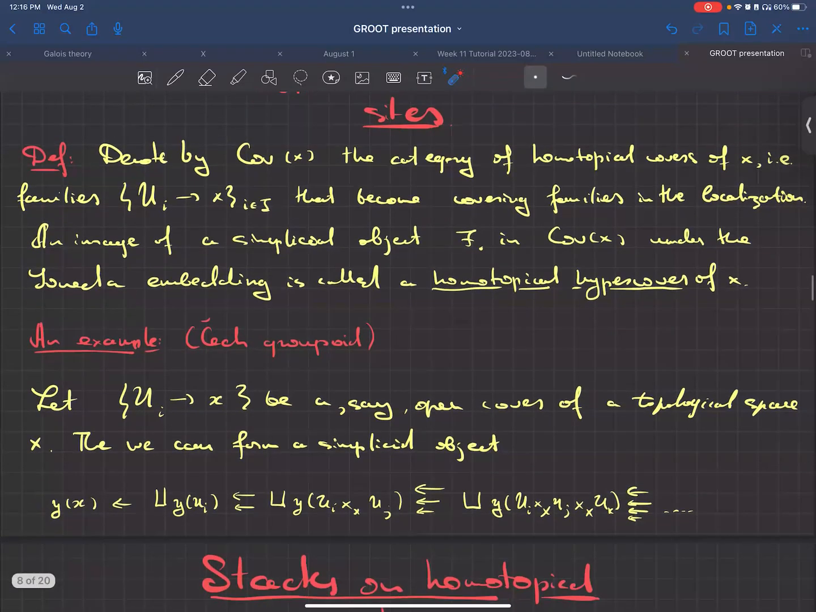And I guess the simplest example we can consider in this case is the so-called Čech groupoid or Čech simplicial object. So assume that you have a cover like this, and that your site has fiber products. Then we can form a simplicial object like this. So we have the image under the Yoneda embedding of X. Then we have the coproduct of images of U_i's, then the coproduct of images of pairwise fiber products, and so on. And this is a prime example of a hypercover. And in fact, if your site is sufficiently good, it's enough to consider only hypercovers of this form.